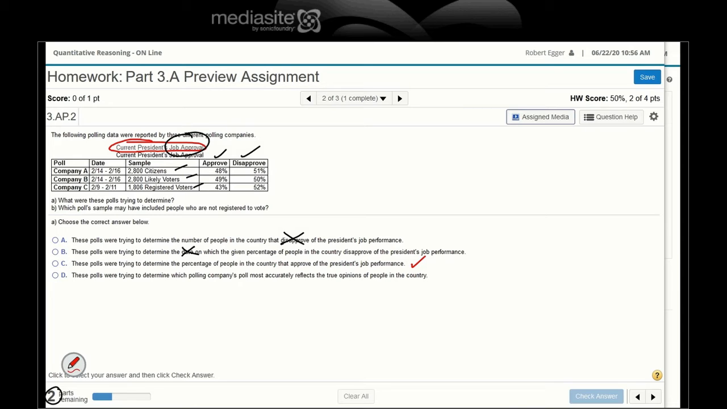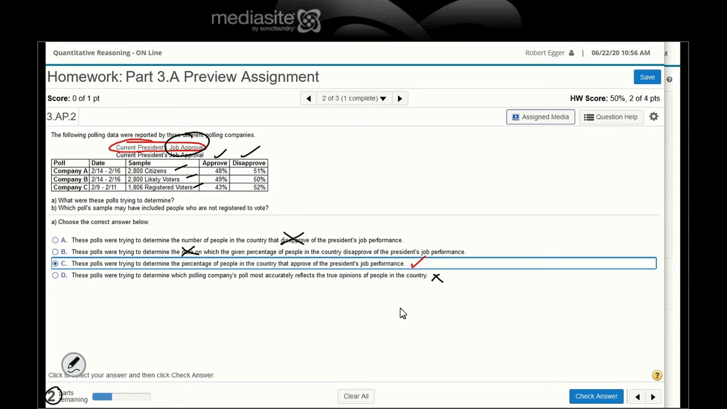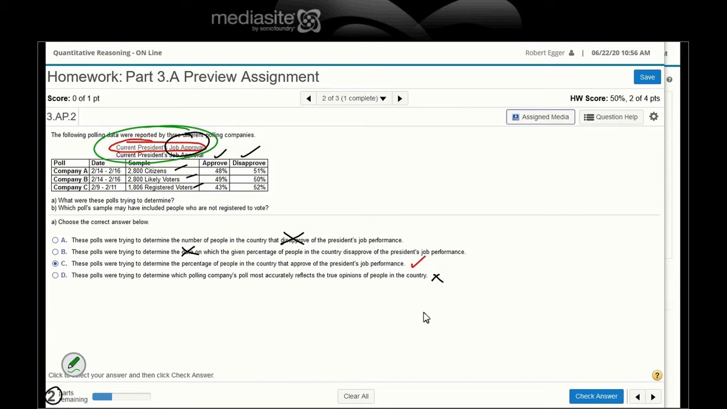These polls are trying to determine which polling company's poll most accurately reflects the true opinion of people in the country. Nah, I don't buy that one. I'm going to say C is the best answer based on how the table was headed.